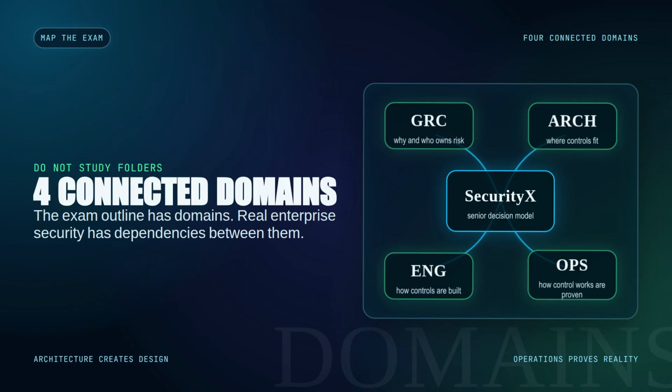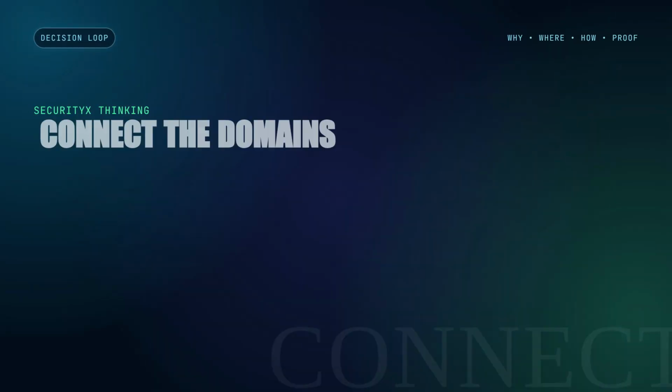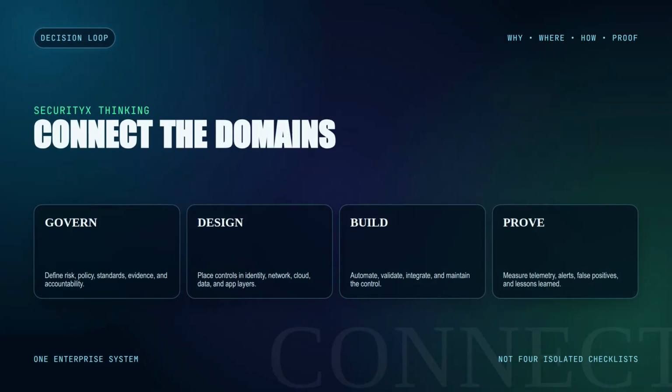Fourth, security operations. This is about monitoring and improving security in motion. SIM, parsing, retention, correlation, false positives, baselines, threat intelligence, STIX, TAXII, Sigma, YARA, Snort, incident response, root cause analysis, and lessons learned. The mistake is studying those domains as 4 disconnected folders. SecurityX expects you to connect them. Architecture creates the design, engineering implements the controls, operations measures what is happening, governance and risk explain why the decision matters and who is accountable.